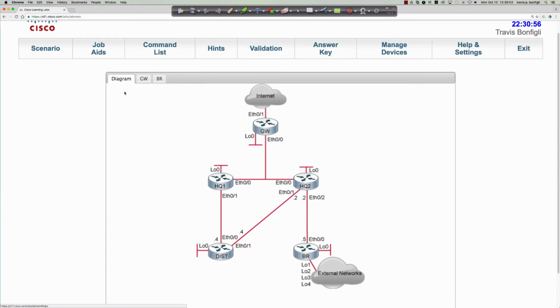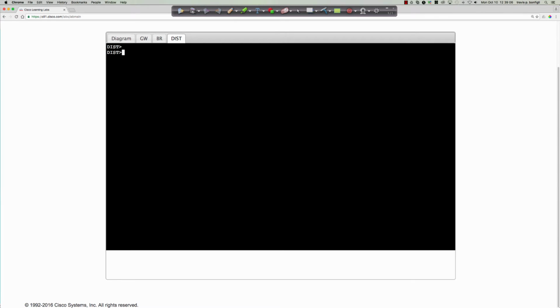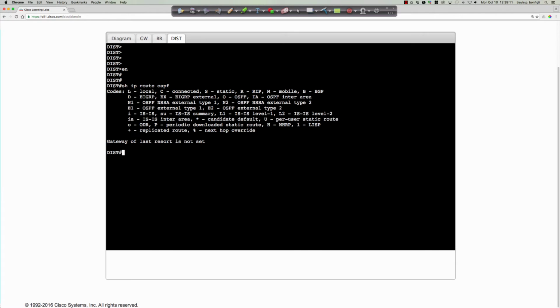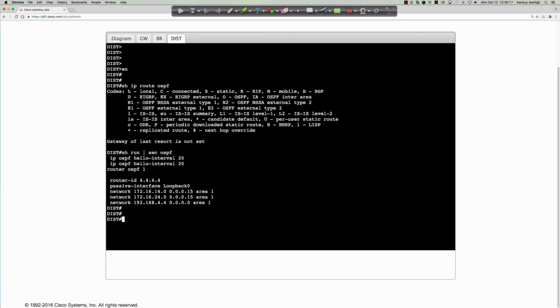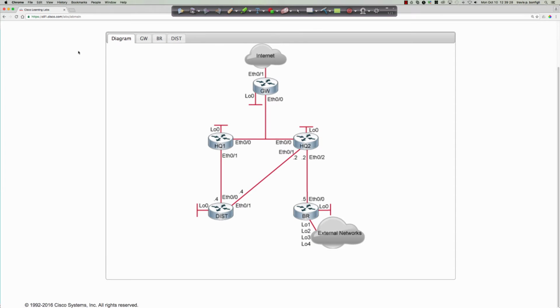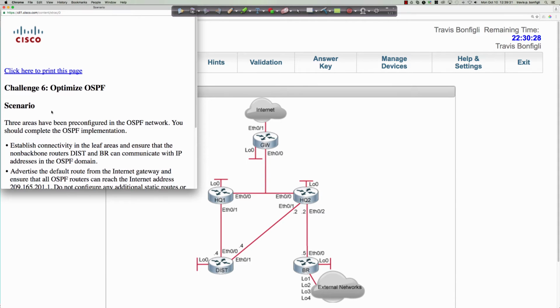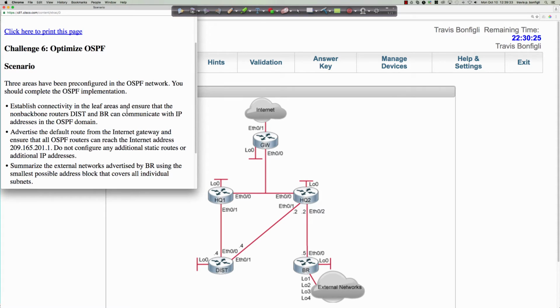So let's see, if I look at the distribution router, I haven't established OSPF everywhere yet, so let's go into show ip route ospf, and let's see what we see so far. Yeah, so we don't see anything. Show run section ospf. So we're going to have to address that first configuration task that's asking for, and actually let's go back up here, and it is to establish connectivity in the leaf areas and ensure that the non-backbone routers dist and branch can communicate with IP addresses in the OSPF domain.